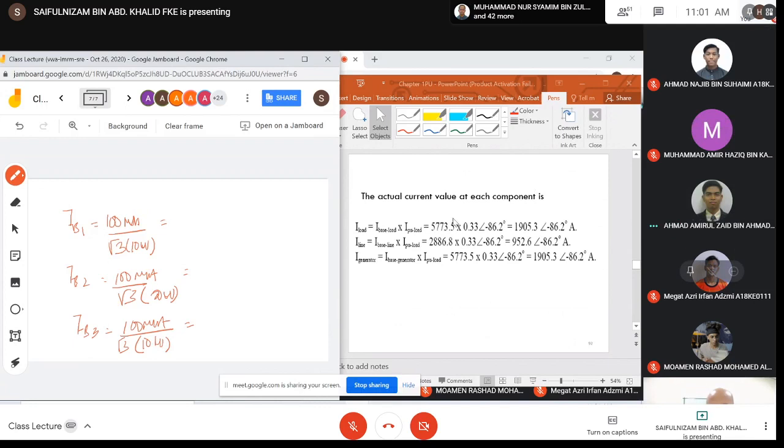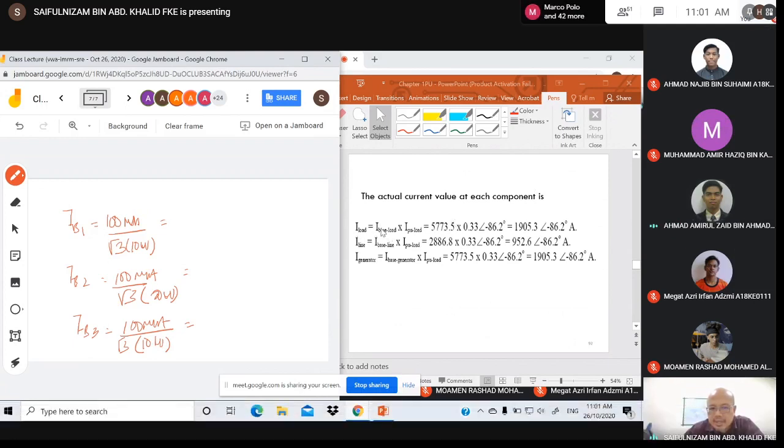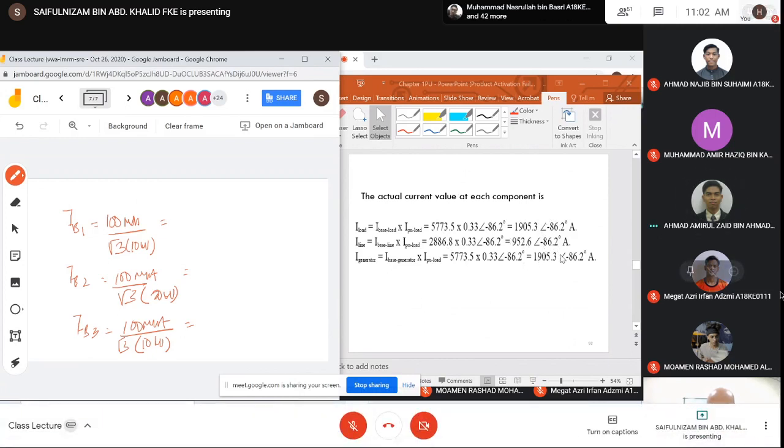So for the actual current, you multiply the base current with the per unit current. The per unit current will be the same for each component, 0.33 angle minus 86.2. The only difference is the base value. So this is the actual load current, this one is the actual line current, and this is the actual generator current.